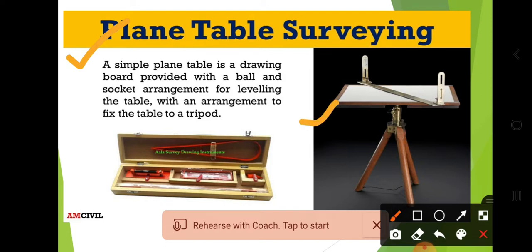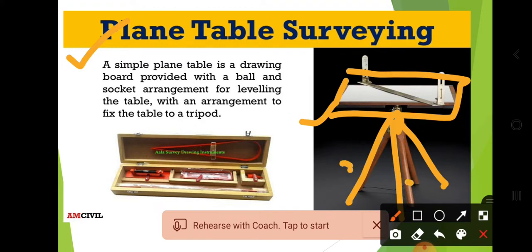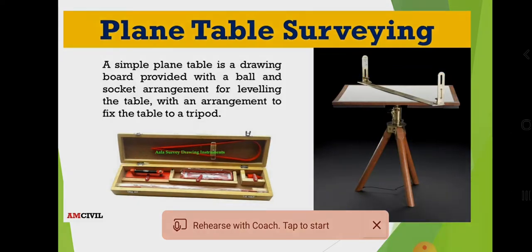See this picture, this one is a drawing board and provided with ball and socket arrangement here for leveling the table with an arrangement to fix the table on the tripod. This one is tripod because it is having the 3 legs, 1, 2, 3. That 3 legs are there for supporting this plane table. That's why it is called as a tripod stand.